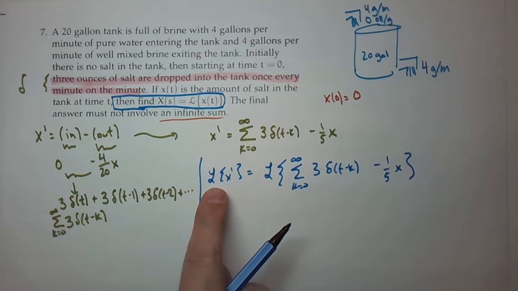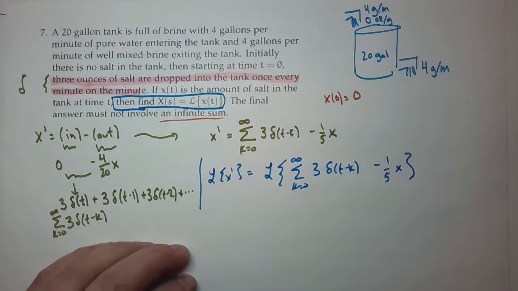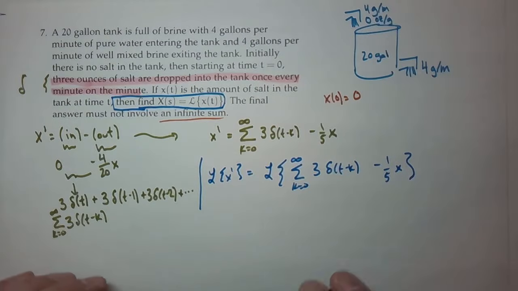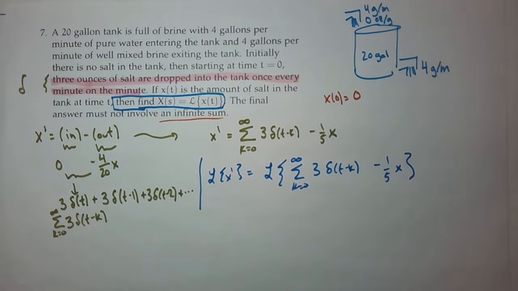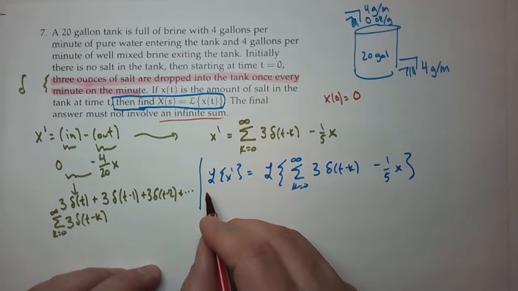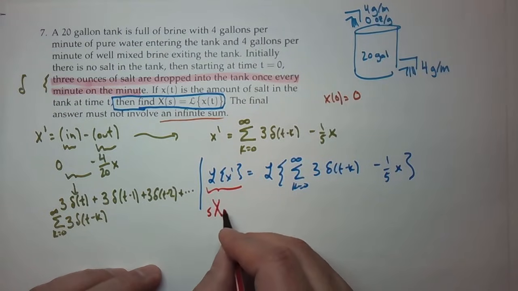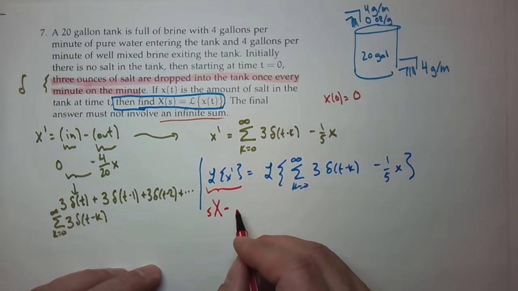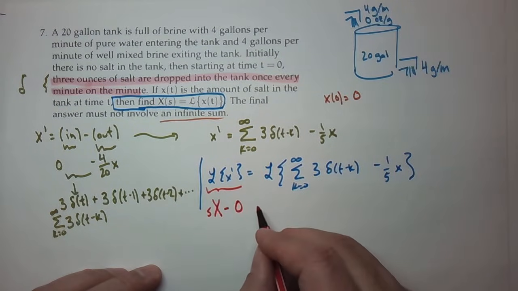Is there another way to write the Laplace transform of x prime? Yes. See, haha, you thought I was going to say no. I gotcha. I knew it was going to happen. All right. So, our formula sheet tells us that this side is going to be s capital X minus x of 0. What is x of 0? 0. All right.